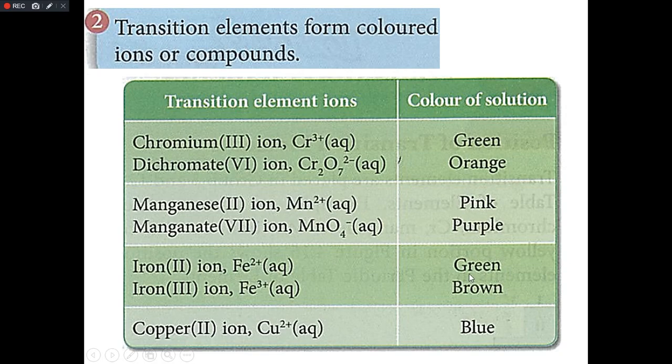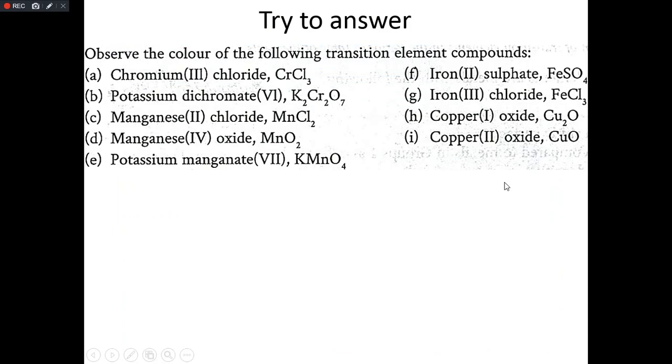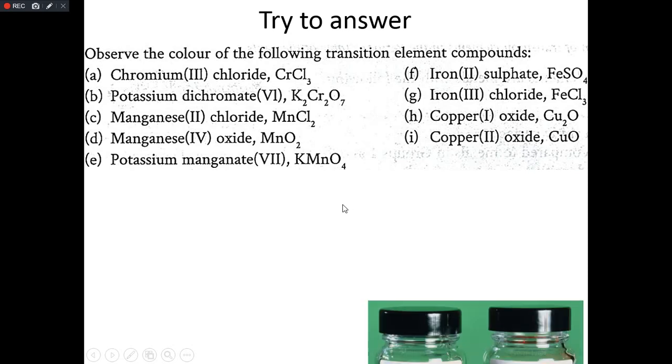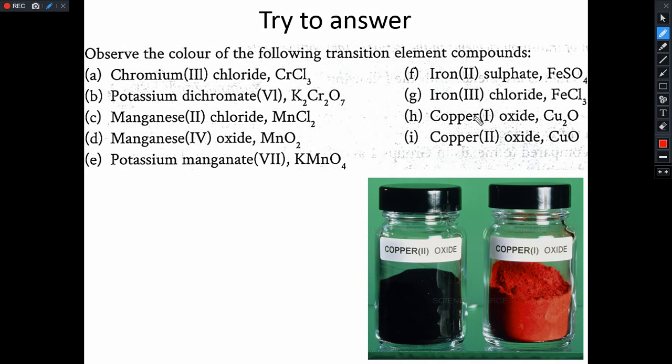is brown color. And the last two, how about copper 1 oxide and copper 2 oxide? Yes, the answer is copper 1 oxide. This compound is red color. Please jot down. Copper 1 oxide is quite special.